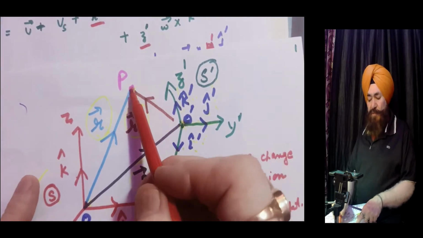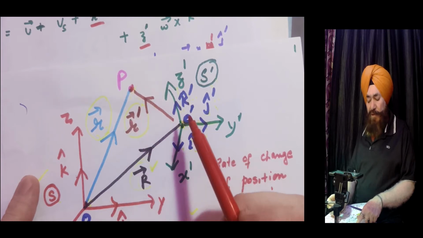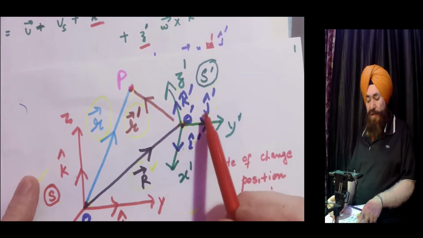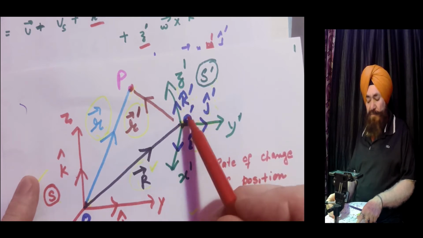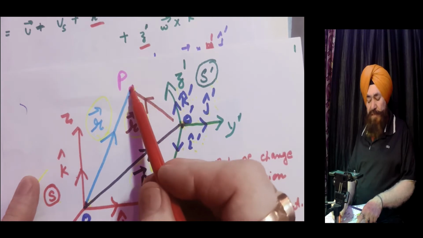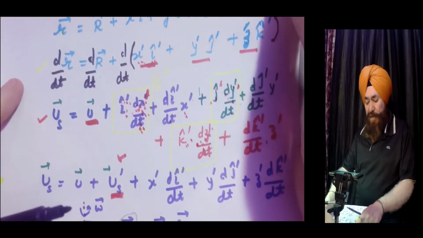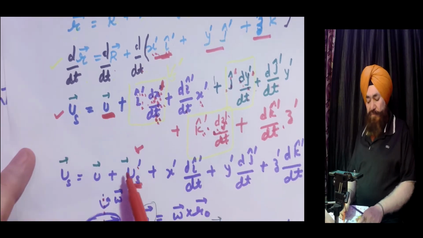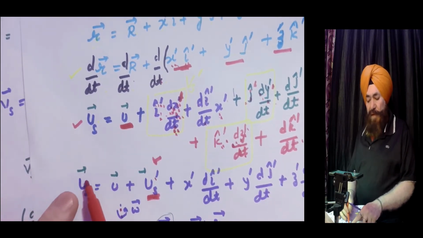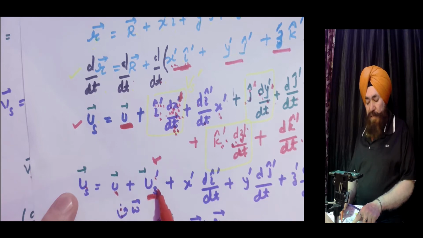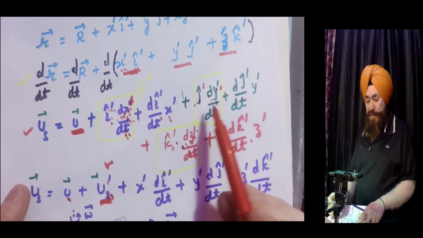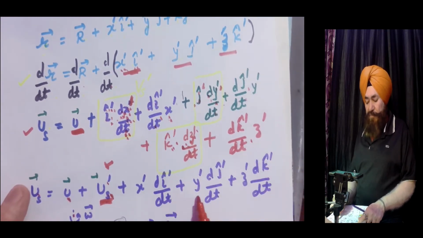When you observe the velocity of this particle from this frame, which is rotating as well as in translatory motion, that will be Vs dash. When you observe the particle from the S frame, there is a linear velocity of the rotating frame. When you observe the particle velocity from the rotating frame, then you have three terms, this plus this plus this. So it is written here.